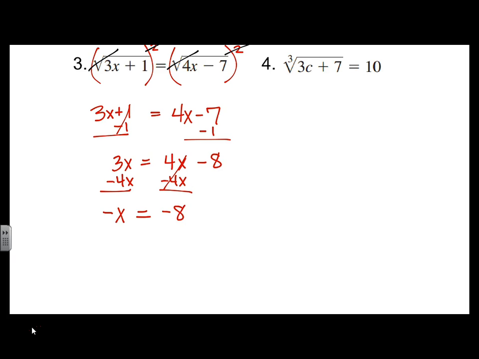Now, if you notice, the x is still not alone, which is why Jordan said, hey, there's one more step. Can you guys see that one more step? Divide by a negative 1. That'll do it. A negative over a negative is a positive x. But what I do to one side, I have to do to the other. A negative 8 over a negative 1 is a negative over a negative 1. Positive.